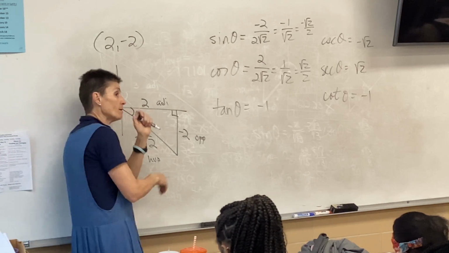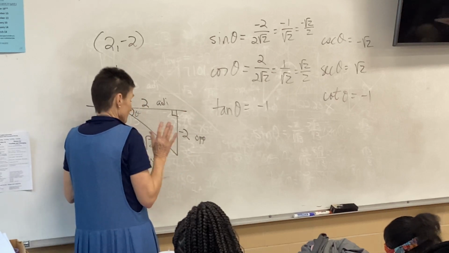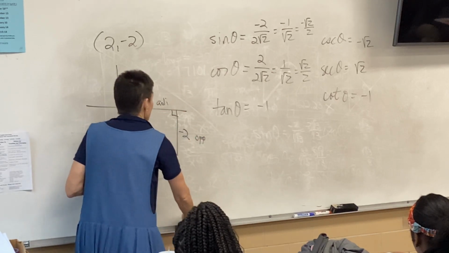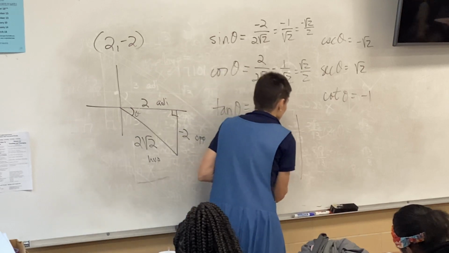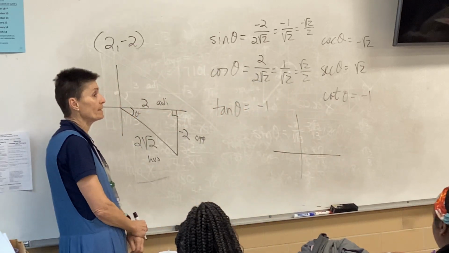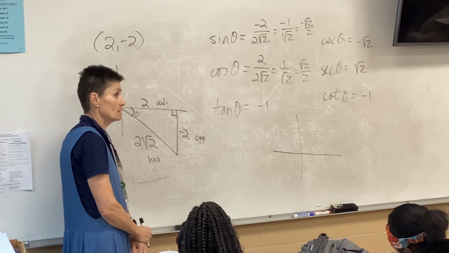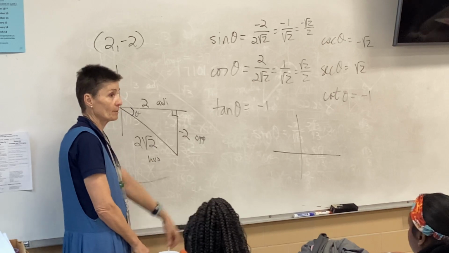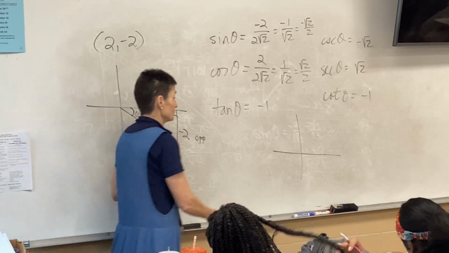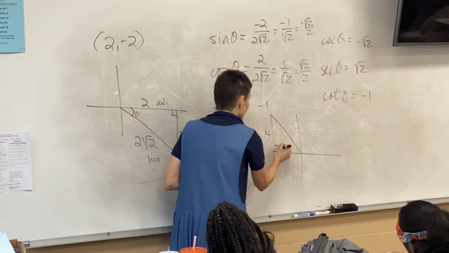Okay, one more. One more. Here we go. Where am I going to put this one? This point is (-1, 4). So this is going to be quadrant 2. So right over here. (-1, +4).